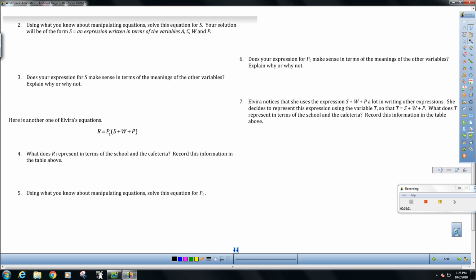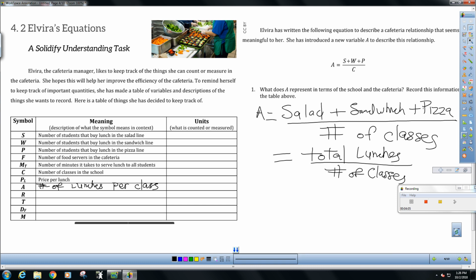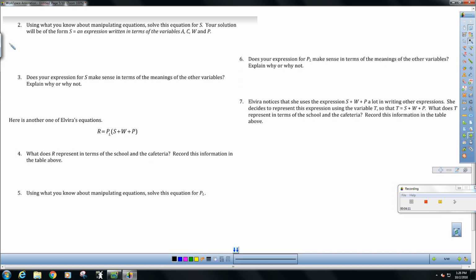Using what you know about manipulating equations, solve this equation for S. Your solution will be of the form S equals an expression written in the terms. So let's go back, and it's going to be A equals S plus W plus P over C. And they want you to solve this for S, Carson. Well, I don't like fractions. So how can I get rid of that fraction?